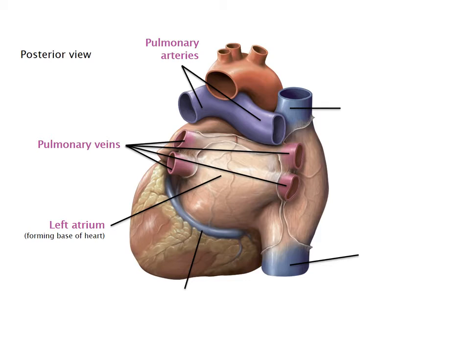Again, if you think of the heart as being pyramid-shaped, it's like a pyramid lying on its side. Hence, the base of the heart is not in contact with the diaphragm, but is actually positioned posteriorly facing the thoracic vertebrae.